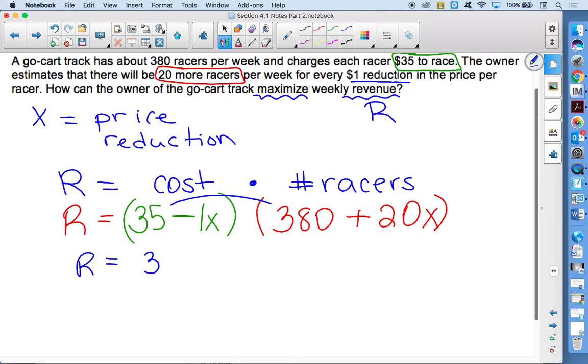35 times 380 is 13,300. And then we have 35 times 20x.